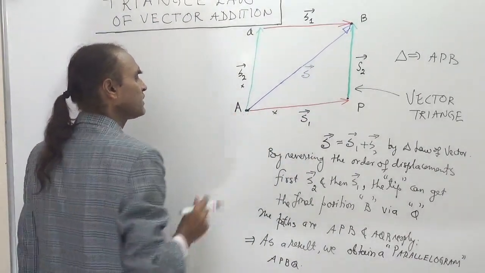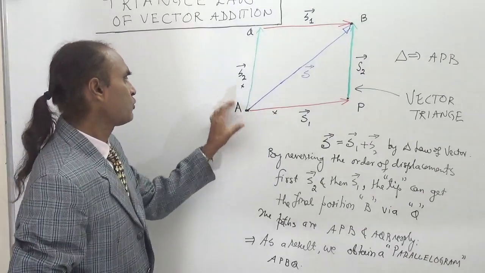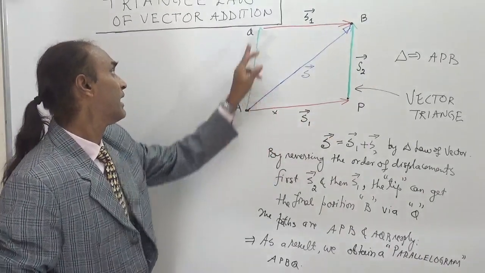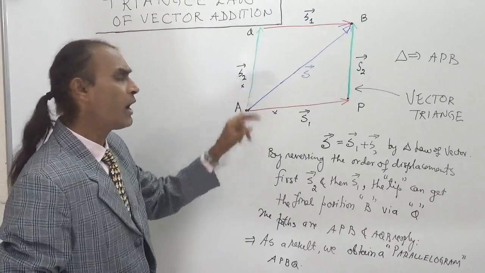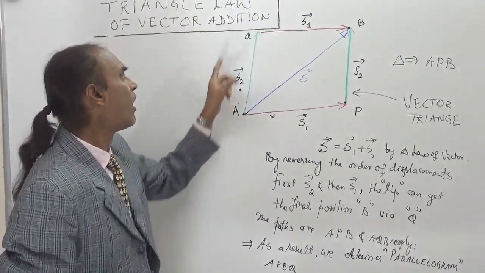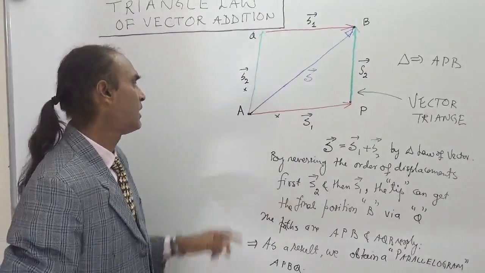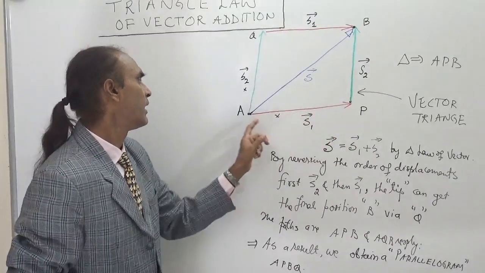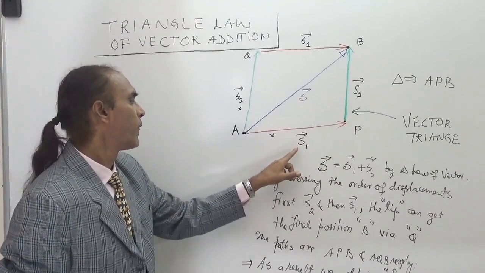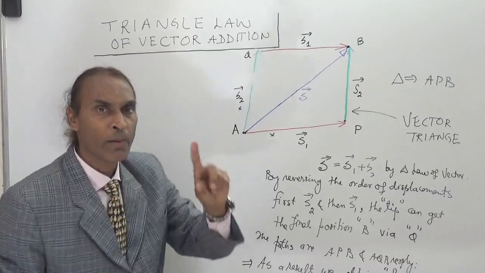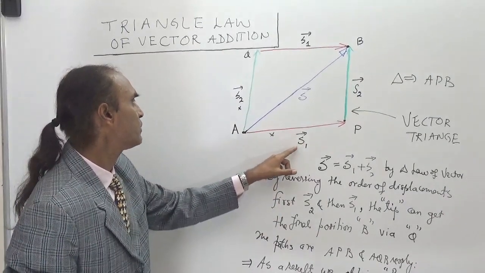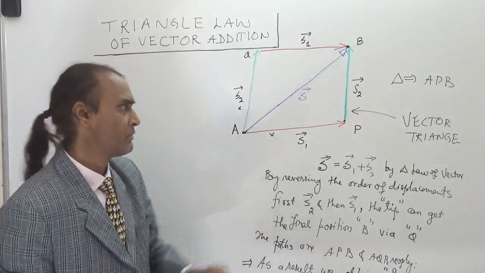But for the sake of simplicity, let us choose AP and AQ. These two are adjacent sides of this parallelogram. The adjacent sides AP and AQ represent the vectors S1 and S2 respectively.